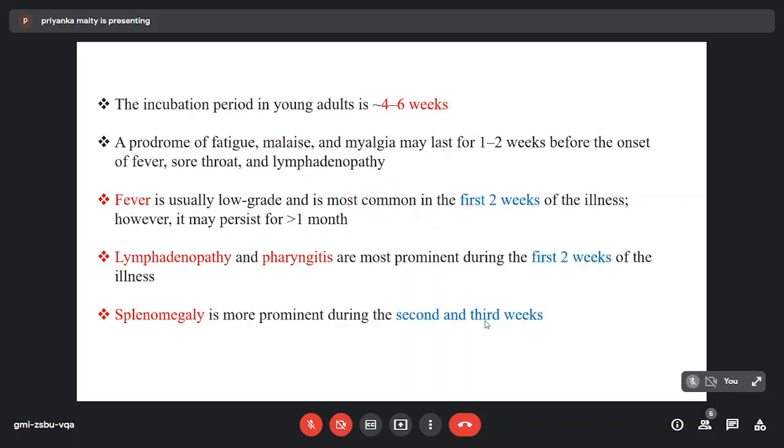The incubation period in young adults is 4 to 6 weeks. A prodrome of fatigue, malaise, and myalgia may last for 1 to 2 weeks before the onset of fever, sore throat, and lymphadenopathy.